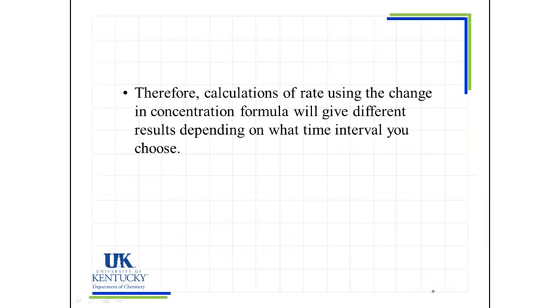So we have to do calculations over a certain time interval, and we'd have to define what that time interval is. It's going to be different depending upon which time interval we choose as a reaction takes place. And when you're comparing reactions, you would want to be monitoring them during the same time interval to say that this one is faster or this one is slower.